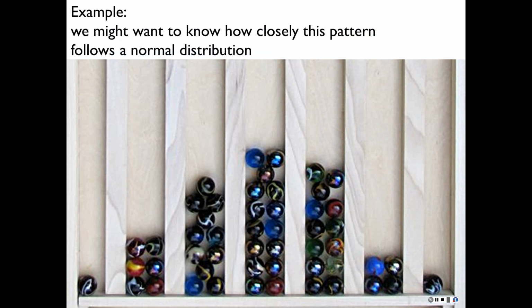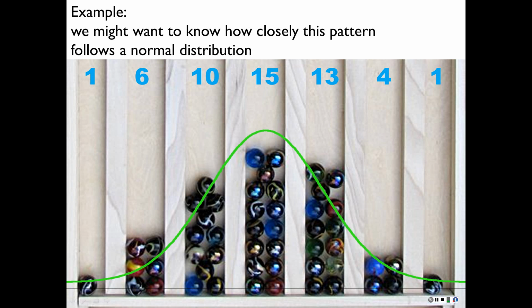The null hypothesis will be a pattern of frequencies. So for instance, looking at a close-up of this picture from the previous slide, we might want to know how closely that pattern follows a normal distribution. So here's the actual counts. There's 1 marble here, there's 6 marbles here, there are 10 here, 15, 13, 4, and 1.